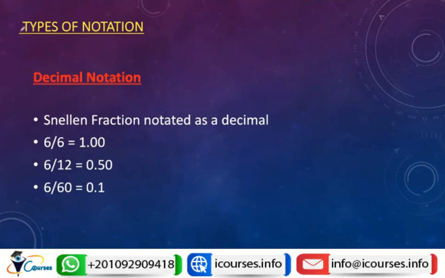Now let's see what the types of notation are, and how we can record the visual acuity of the patient. The first type is called the decimal notation.